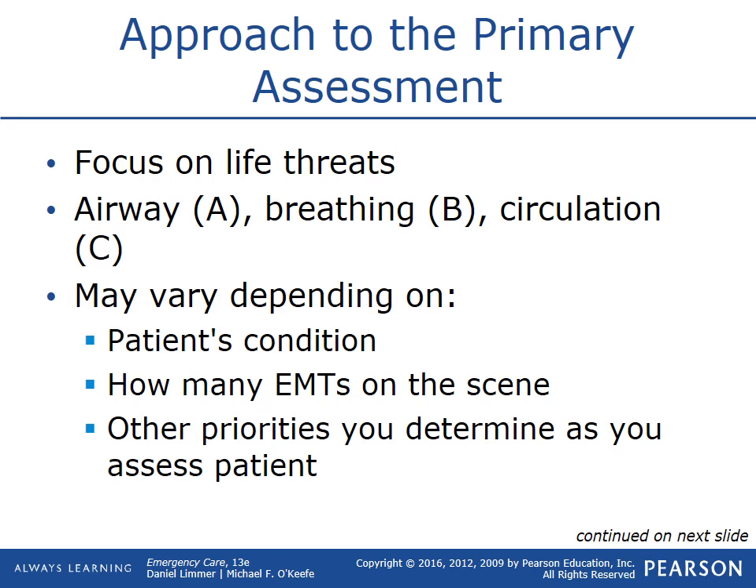Thinking about the basic human pathophysiology, there's basically four things that are life-threatening. If you have an airway problem, a breathing problem, or a circulation problem, or anything that presents in an altered level of consciousness. So, life threats, although they can vary depending on the patient's condition, basically affect those things: airway, breathing, and circulation.